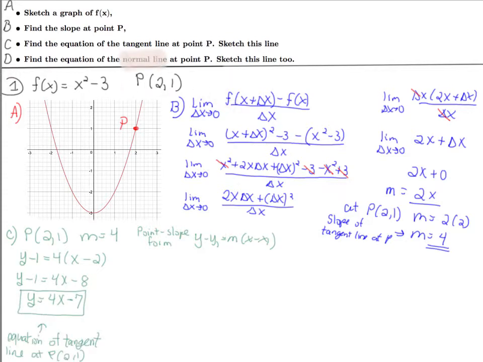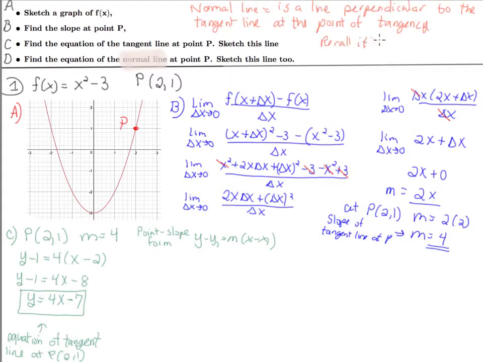Okay, part D asks us to find a normal line. So this is a new term that we haven't used yet. A normal line is the name that we give to the line that is perpendicular to a tangent line through the point of tangency. Recall, if you have two slopes that are perpendicular, so slope 1 is perpendicular to slope 2, then the product of those two slopes must equal negative 1. Or you might think of it as, the two slopes are opposite reciprocals of each other.